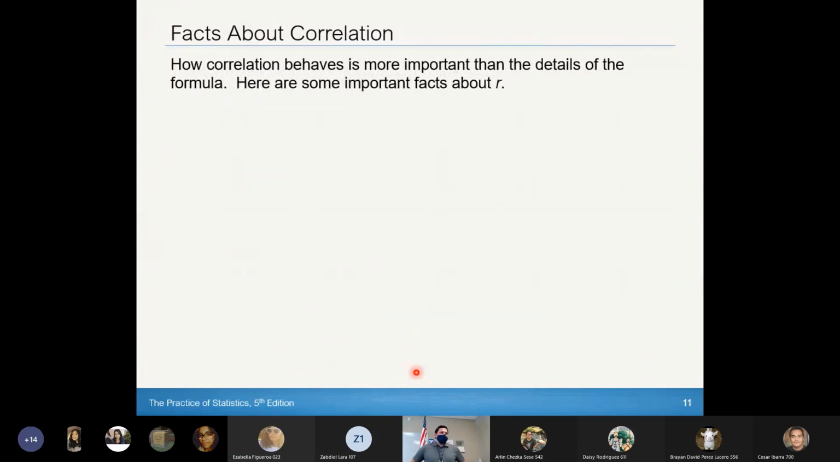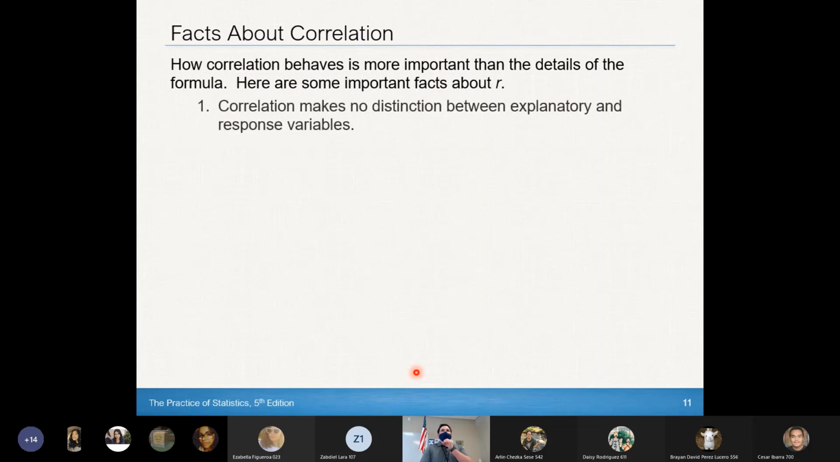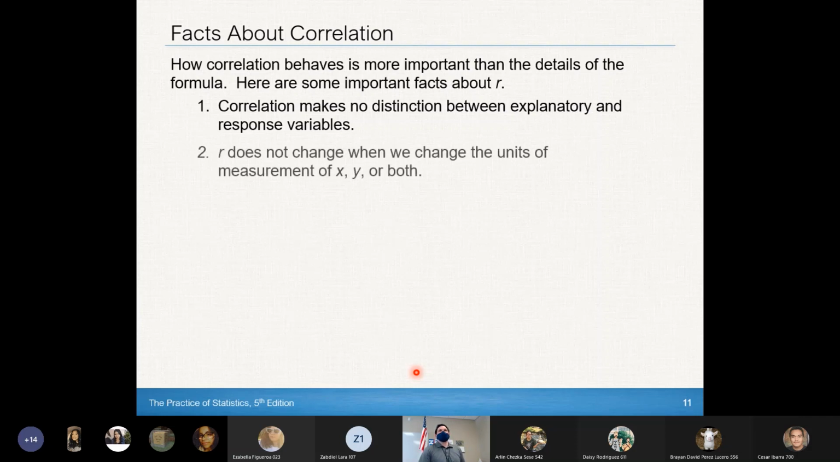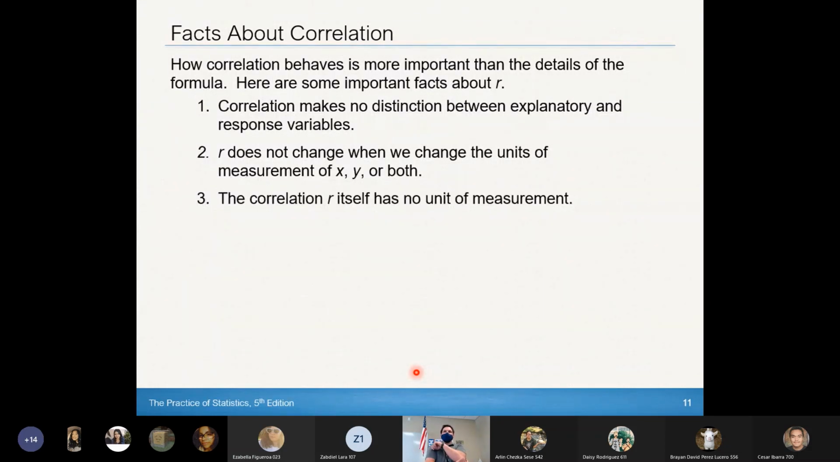Facts about correlation. How correlation behaves is more important than the details of the formula. Here are some important facts about r. Number 1, correlation makes no distinction between explanatory and response variables. Number 2, r does not change when we change the units of measurement for x, y, or both. Essentially, if we transform these things, the correlation stays the same. Correlation r itself has no unit of measurement. It's just a value.